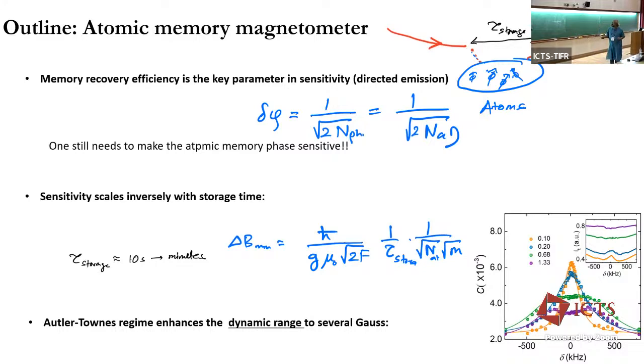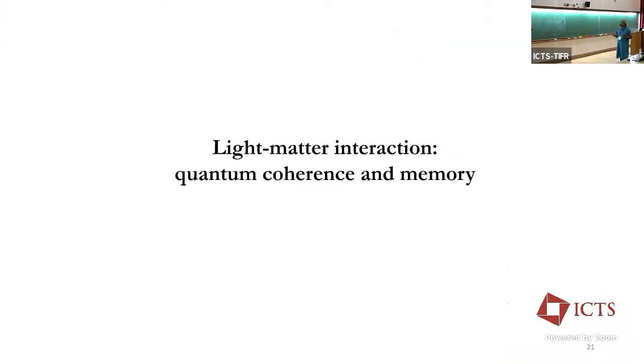But here, with this memory, in a set of studies we have also been doing, it turns out there's a regime called the Autler-Townes regime, where this memory works very well, at least in this approximation. In this Autler-Townes regime, the line width becomes very large. So if you can realize that, you can have a large dynamic range. With that, let me talk a little more about light-matter interaction, quantum coherence and memory.